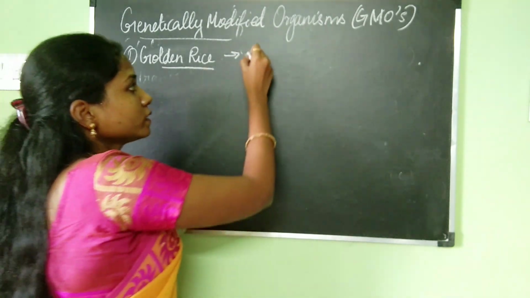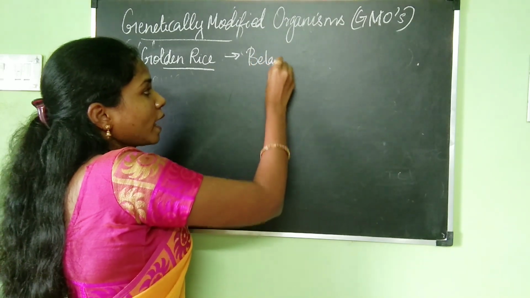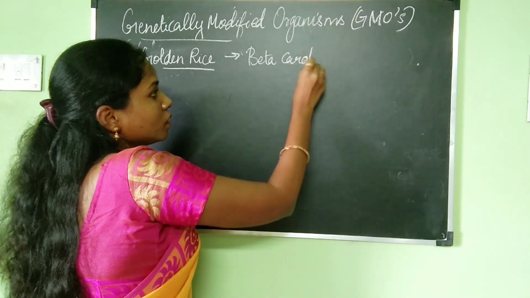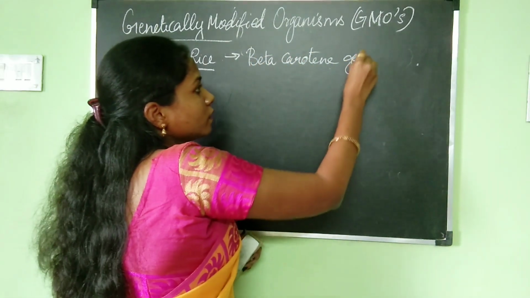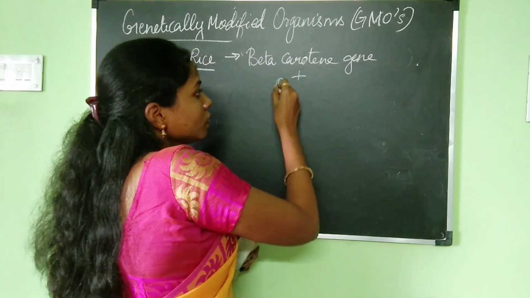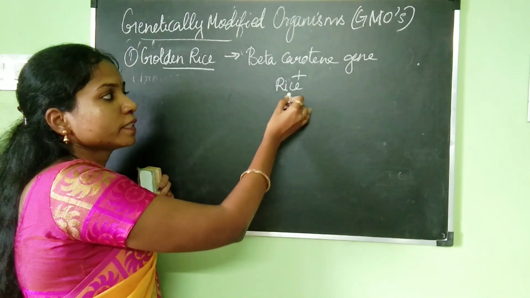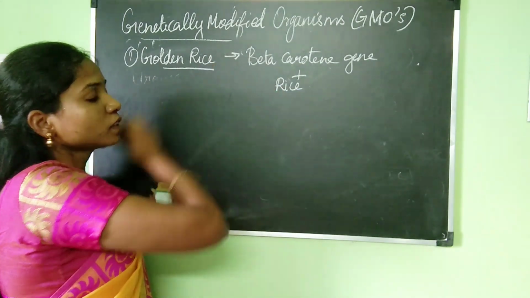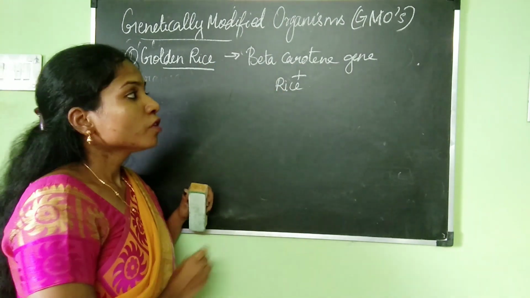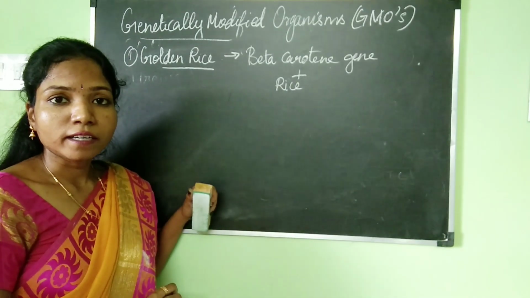Golden rice is created by adding the beta carotene gene into the rice. The beta carotene gene is added into the rice, and that is how golden rice is produced. So what is the function of this beta carotene gene?